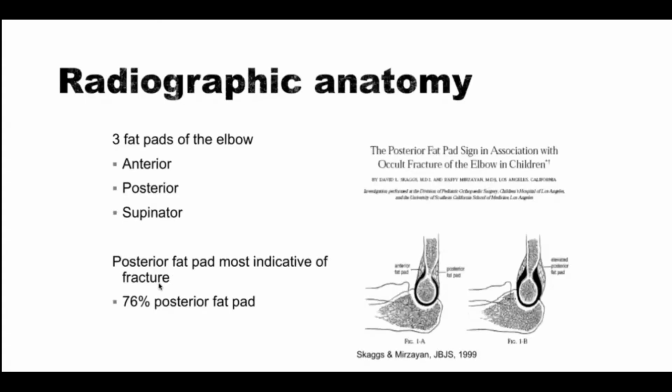The other thing to look for is when you don't see a fracture, make sure you're looking for the fat pad sign. So there are 3 fat pads of the elbow: the anterior, the posterior, and the supinator. The posterior fat pad sign is what we're usually looking for in fracture. And again, another Skaggs paper just saying that if there is a posterior fat pad sign, there's a 76% chance that there's a fracture, the most common being a type 1 supracondylar or a radial neck fracture.